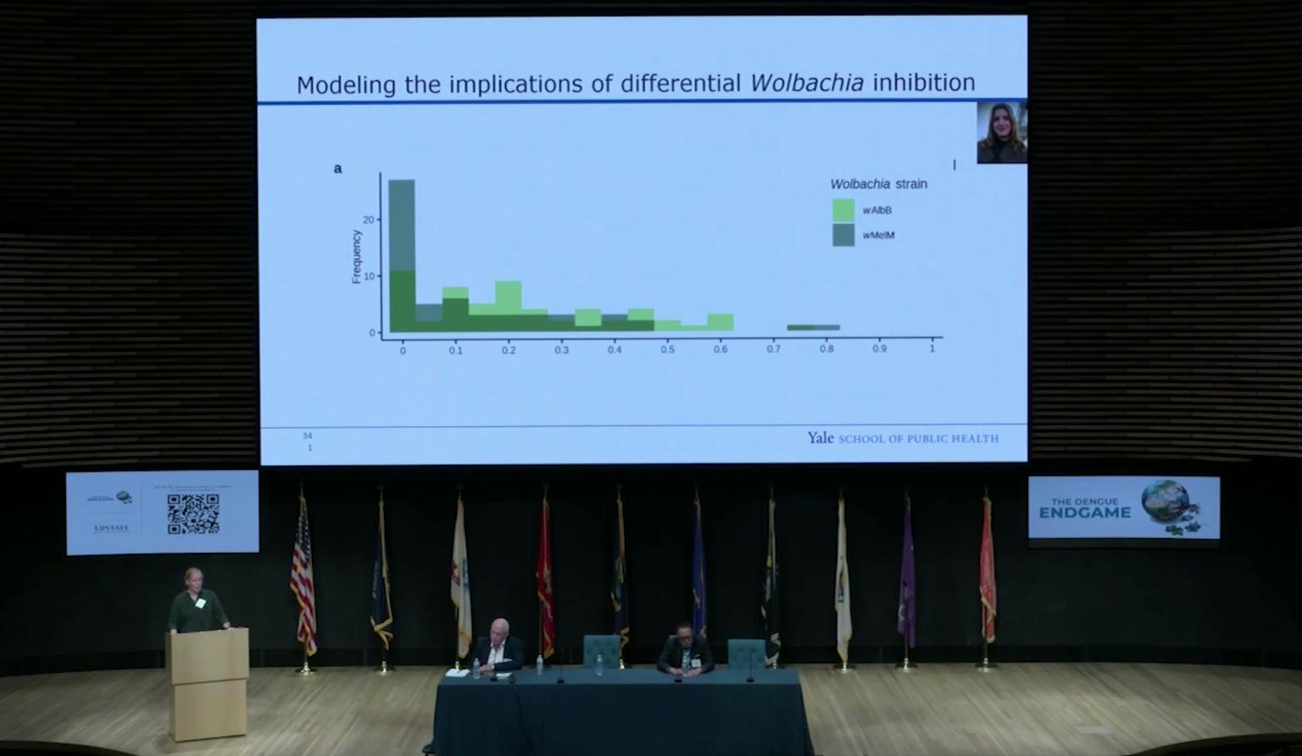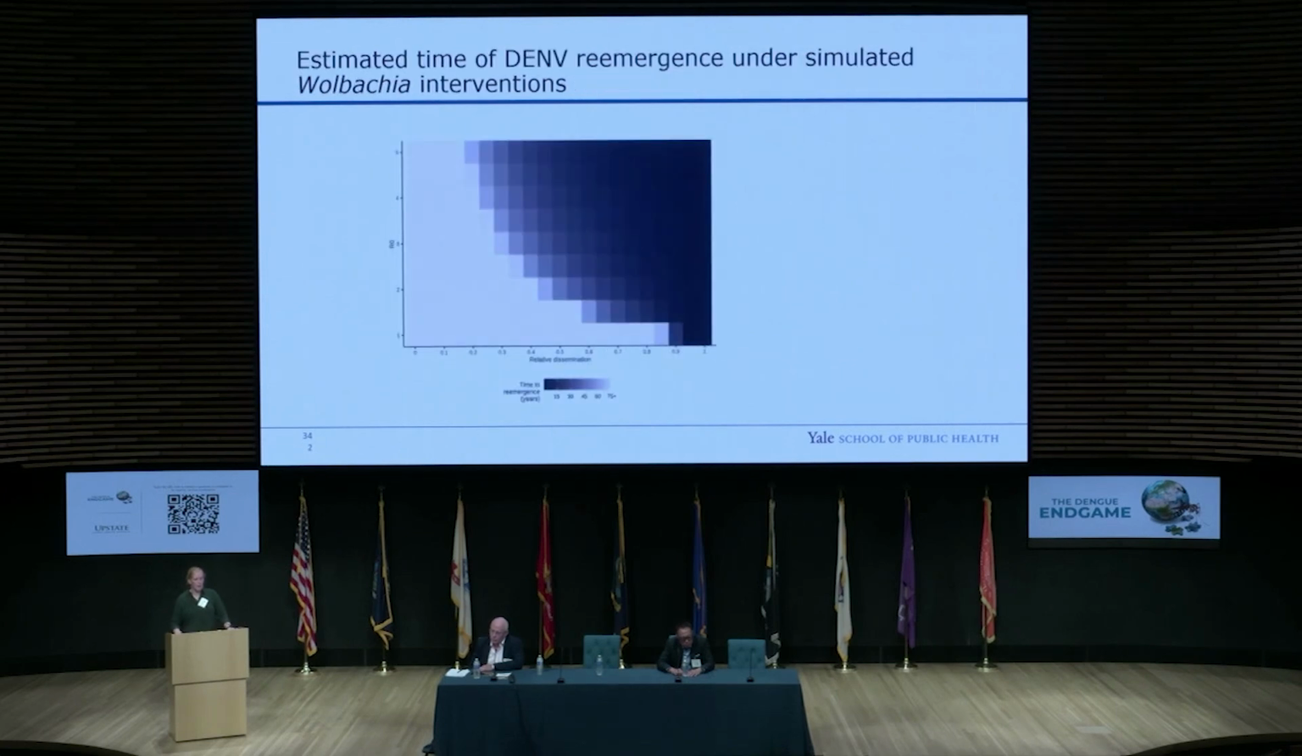So what Emily did was use a stochastic transmission model to get a sense of what this heterogeneity in the relative dissemination would mean in terms of Wolbachia interventions in the field. In this model, we play around with two main factors. First, we explore the impact of different transmission intensities, so different R0s, and the full range of relative dissemination, and how that plays out in terms of the probability that dengue would reemerge in a certain area.